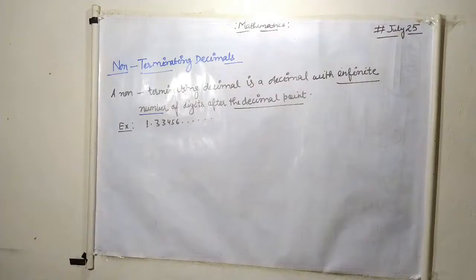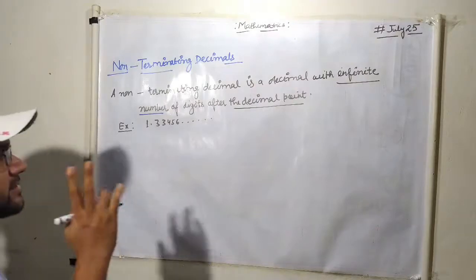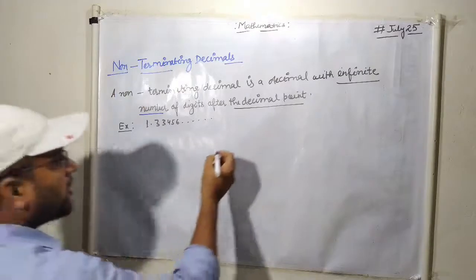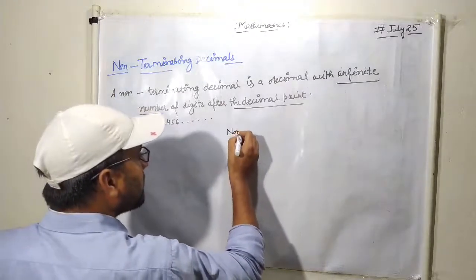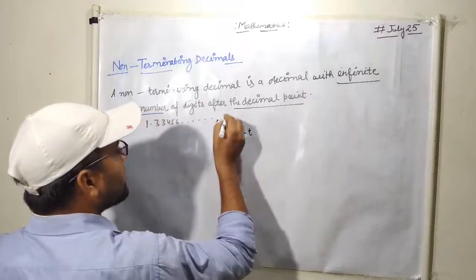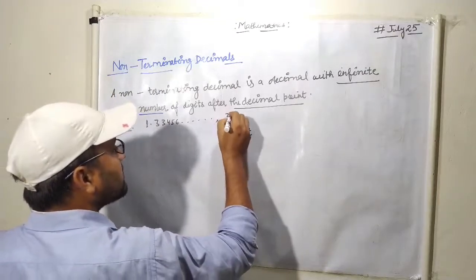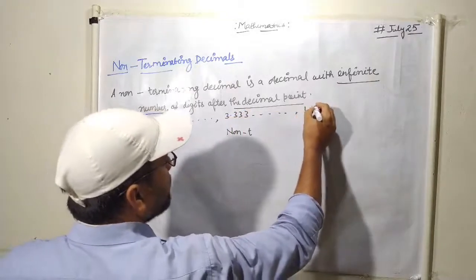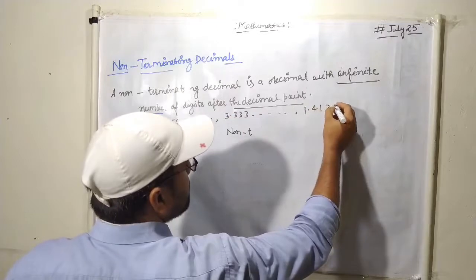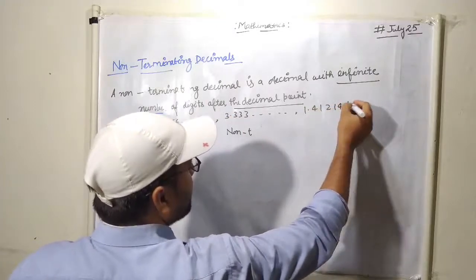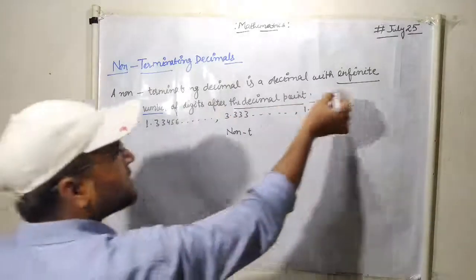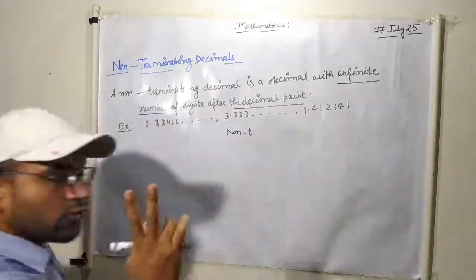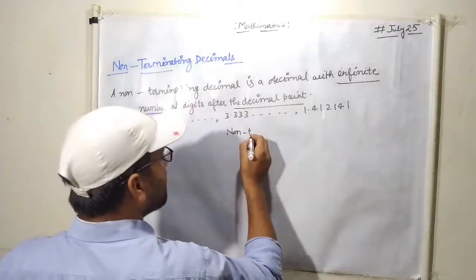Okay, there are two types of non-terminating decimals. One more example, you can take this one, 3.3333 and so on. 1.412141, like that, means infinite number of digits after the decimal point.